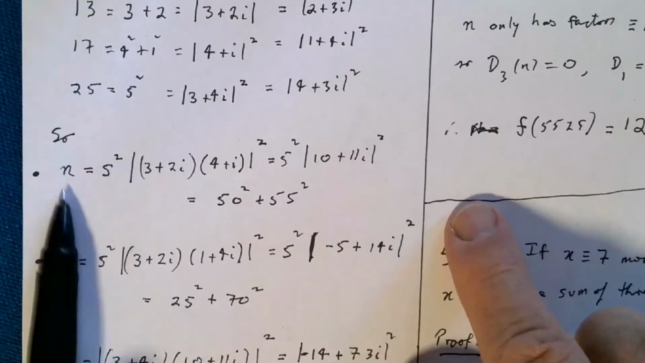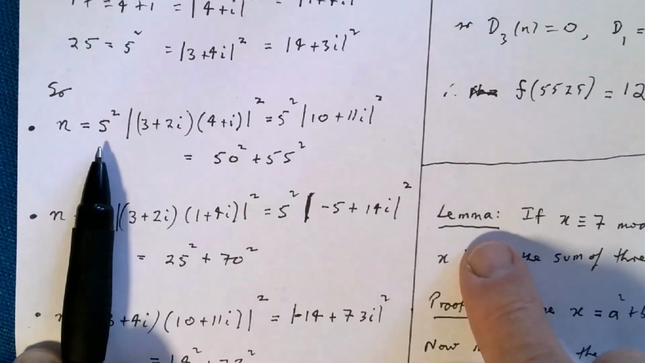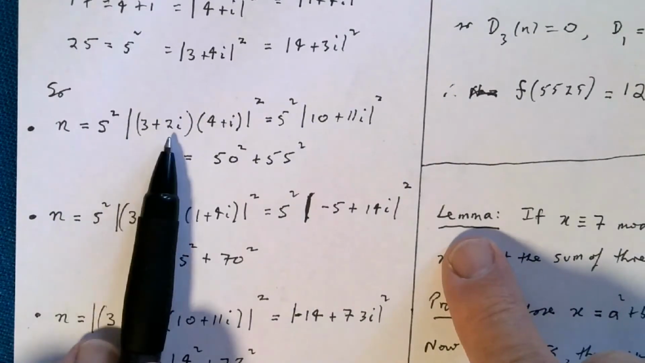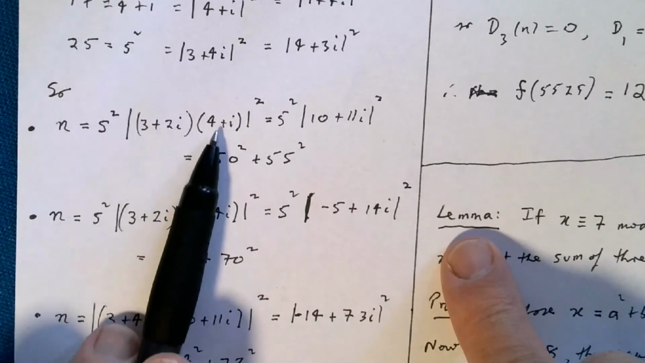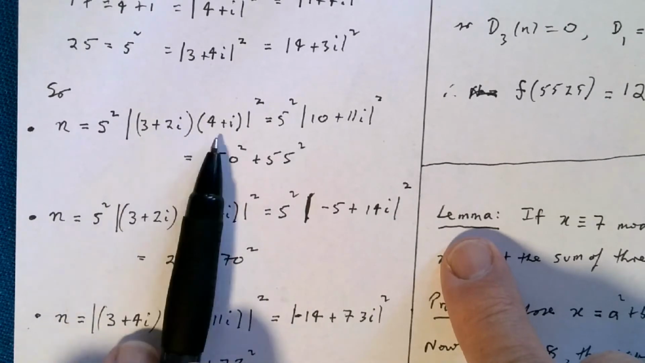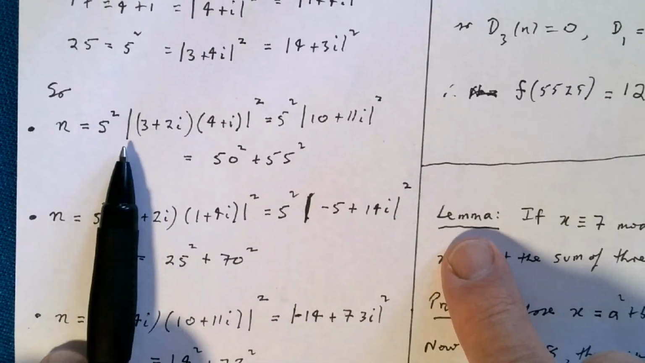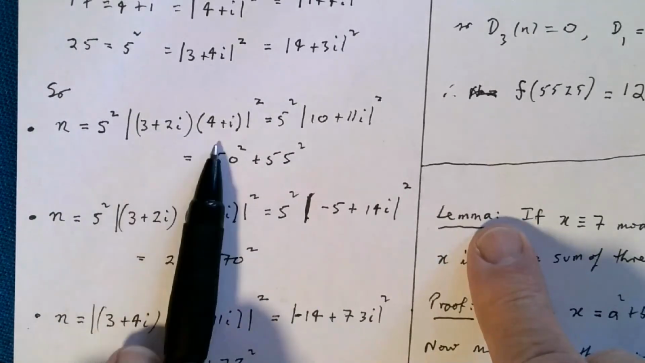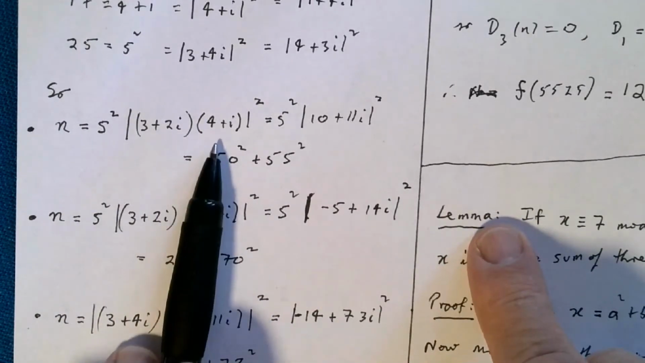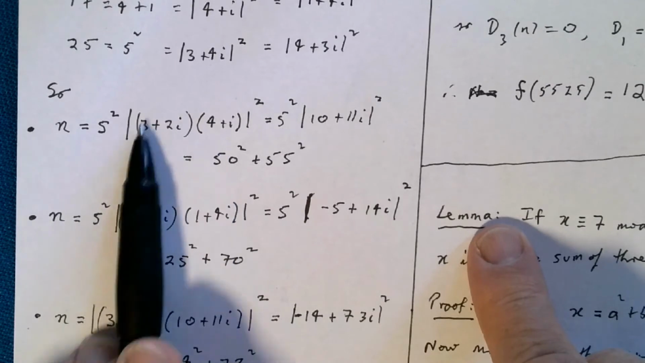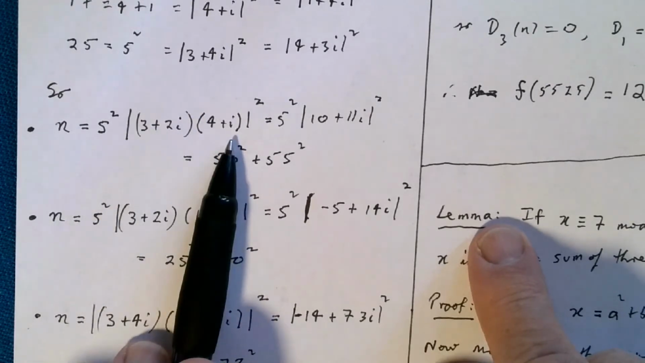Okay, so here we go. We take this number n. Firstly, it's 5 squared times 13 times 17. So there's 5 squared, 13 is the modulus squared of 3 plus 2i, and 17 I take as the modulus squared of 4 plus i. I'm going to multiply these together using the properties of the modulus. And when I multiply these complex numbers together, I get 10 plus 11i. So you get the modulus squared of 10 plus 11i.